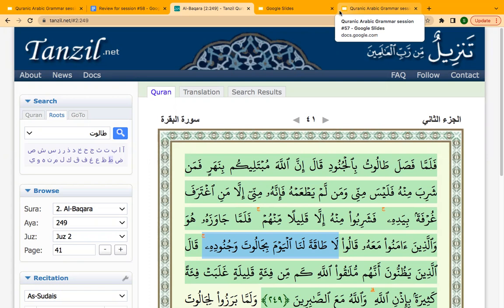And you must have noticed every time you see your zarf, if it is not preceded by min, what is the haraka on your zarf? If you see fawq, taht, qabl, which haraka do they mostly carry? Fatha. Remember that. Why do they carry fatha? Because they give us what? Detail. They give us detail. That is why they carry fatha. Always remember that, inshallah. Okay. Yes, and detail is nasb in status, right?